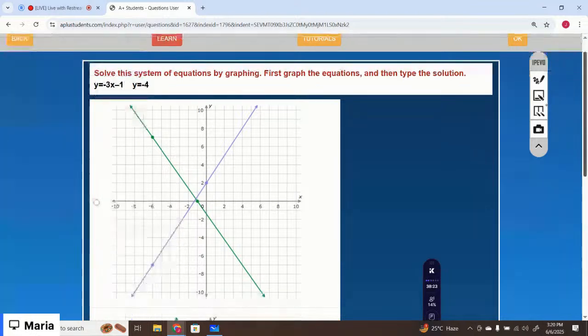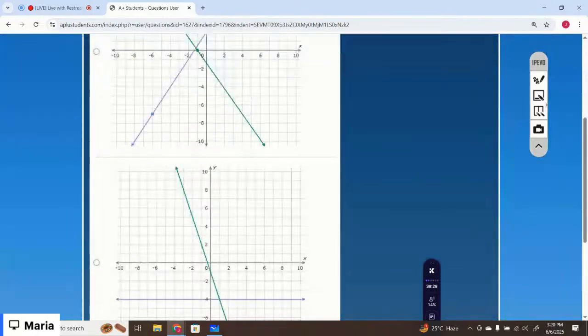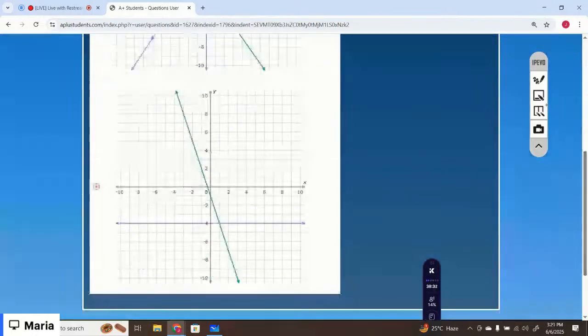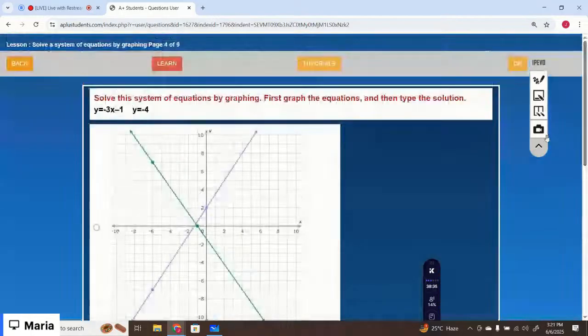Solve the system of equations by graphing y is negative 3x and y is negative 4. So option number two is the correct one. Okay, you can complete the lesson by yourself for today. Let me just run the answers.